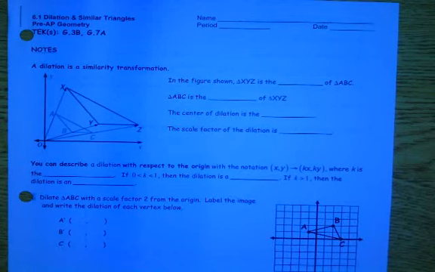A dilation is a similarity transformation. In the figure shown, triangle XYZ is the blank of triangle ABC. Does anybody remember what it's called before or after you translate a figure? What is it called? Or after you perform a transformation, what's it called? That'll be a test from like 8th grade.